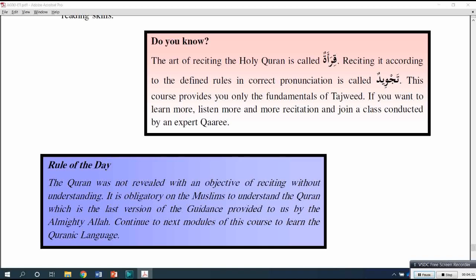The Quran was not revealed with the objective of reciting without understanding. It is obligatory on Muslims to understand the Quran, which is the last version of the guidance provided to us by Almighty Allah. Continue to the next modules of this course to learn the Quranic language. Inshallah, in future, the next lectures will appear to you, and the books you can download right now.